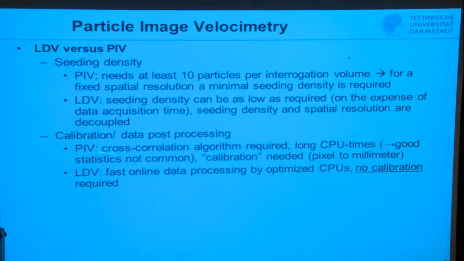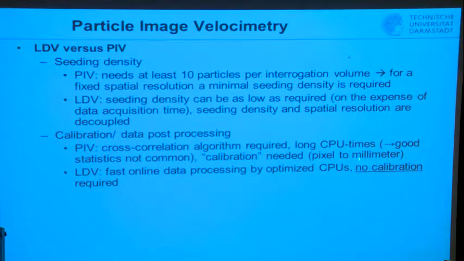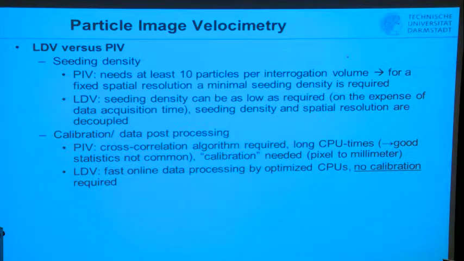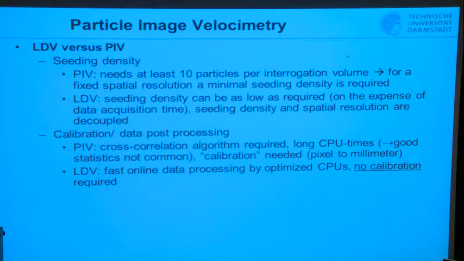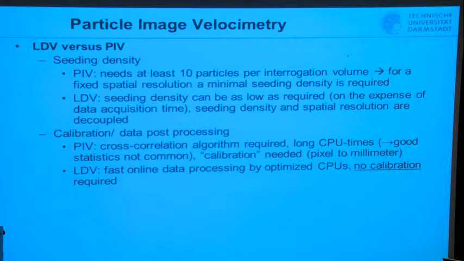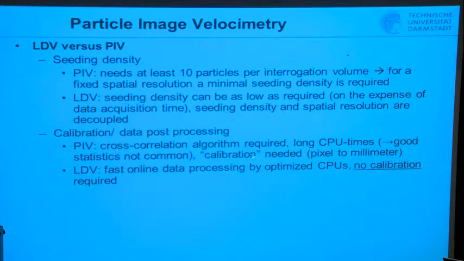So in PIV, you rely on a cross-correlation algorithm, which takes some time. Of course, with better computer facilities these days, CPU times are maybe not an issue, but typically you take the data and then you do the post-processing. And that is not at the same time. My advice would be here: take some data, do the post-processing and check whether your alignment, your parameters and so on are okay. And then go back and take the full set of data that you plan to build up your good statistics.